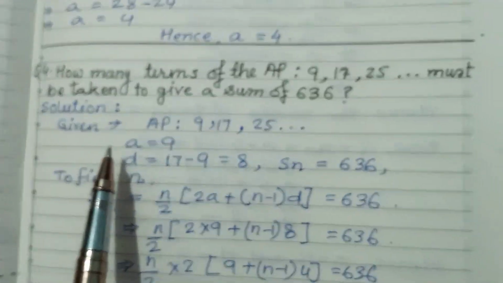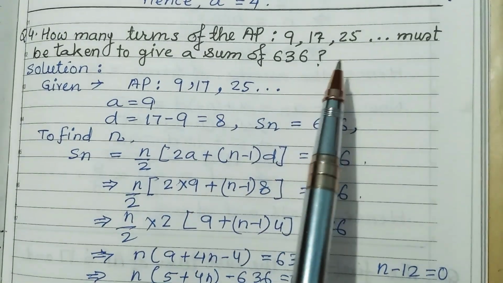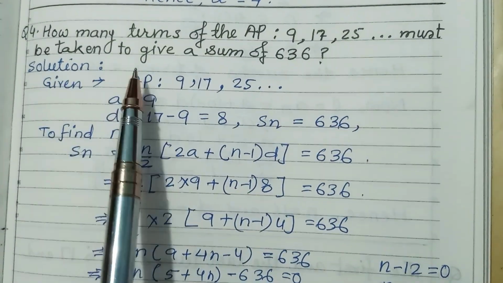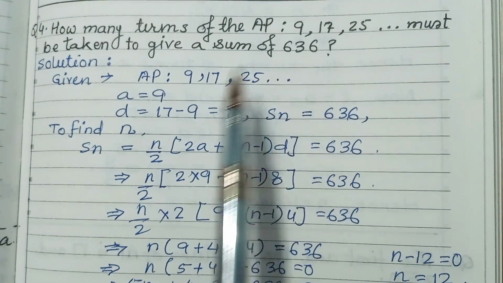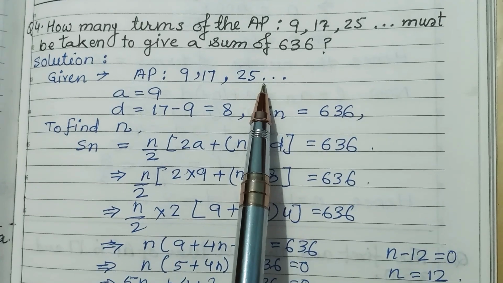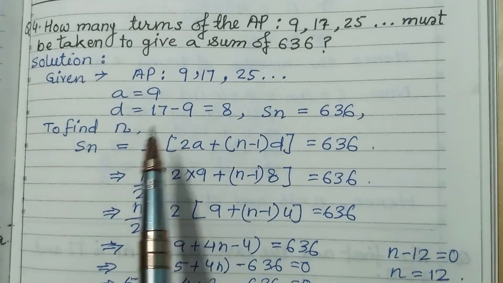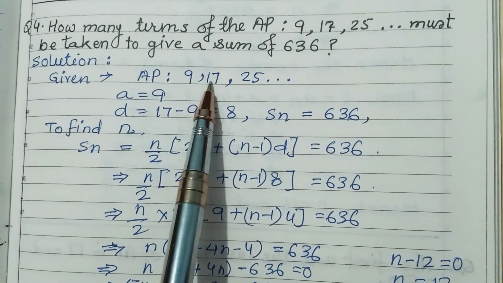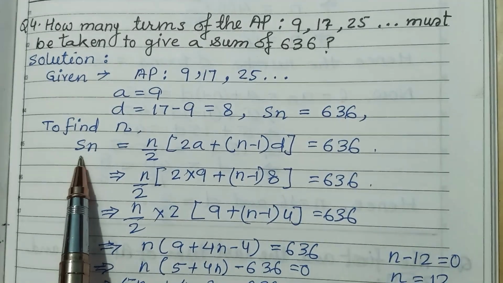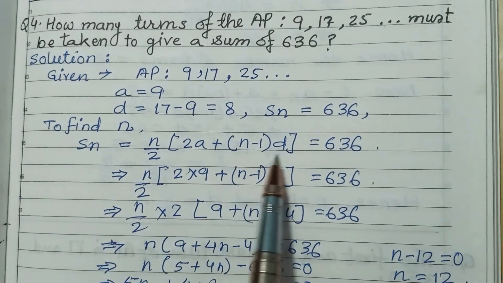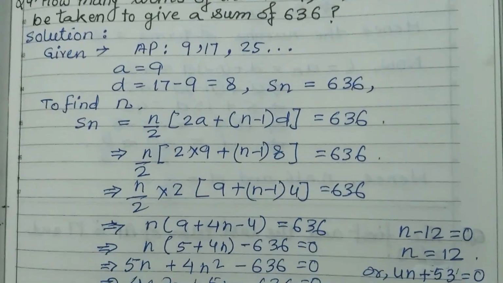Next question number 4. It is the last question of this part. How many terms of AP must be taken to give a sum of 636. AP has given, sum has given 636. From this a, d, 17 minus 9 is 8, and Sn is equal to this. Then Sn formula you have to write is equal to 636. Now substitute this value there.